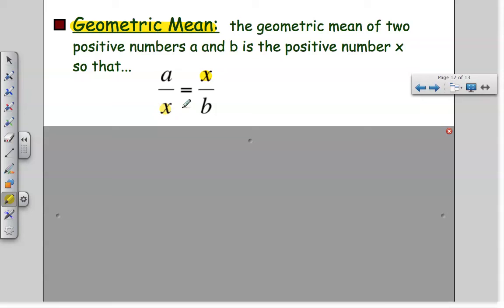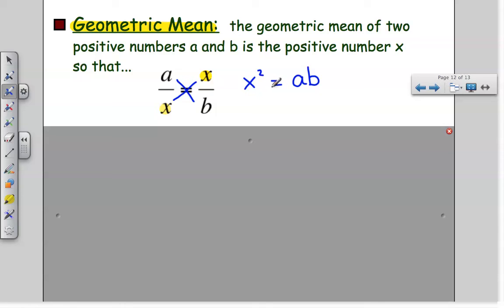so x is repeated. Now the cool thing is that you would obviously solve these all the same because you're cross-multiplying. So you always end up doing a times b, and you always end up doing x times x. And we're trying to find what x is because that's the geometric mean. So I'm going to solve for x here. Well, x times x is x squared, and we know that should equal the product of the extremes, a times b.